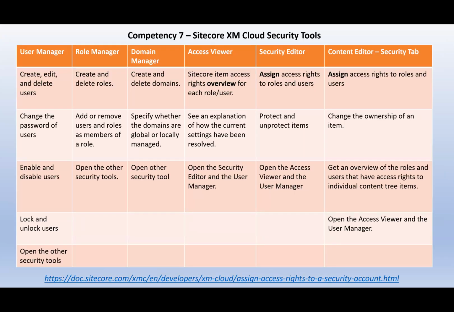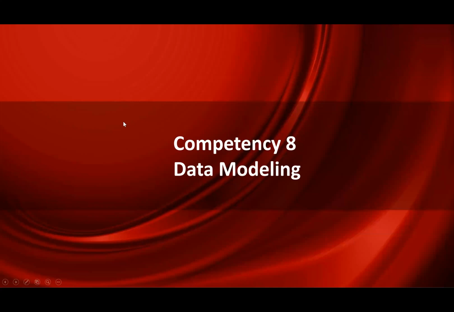Then the different tools: you have the user manager, role manager, domain manager, access viewer, and security editor. Content editor has a security tab. The most important part is that access viewer is mostly read only, and it gives you an explanation of current settings. Security editor is used when you want to edit users or roles permissions. You can toggle the user or role even in access viewer, but it's read only. If you want a quick explanation of a particular item, it's easy in the access viewer. But the security editor, as the name goes, is where you assign access. And the security tab lets you change the ownership of an item. That's something you need to be clear about.